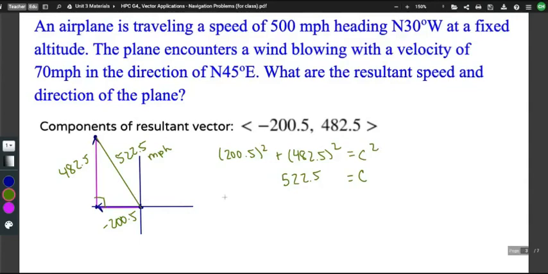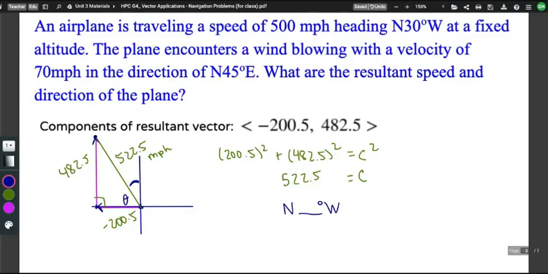But now I want to figure out the direction. And I want to think about this in the context of the problem. So every other direction that has been provided was in this context of north, south, east, west. So if I want to think about this angle right here, if I could quantify that angle, that would tell me from north, how far do I need to rotate towards west? So from north to my resultant vector, how far did I rotate towards west? I'm going to figure out what is this reference angle of my triangle.